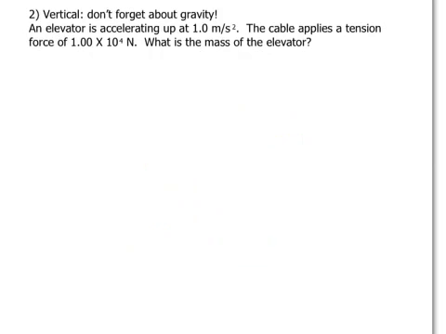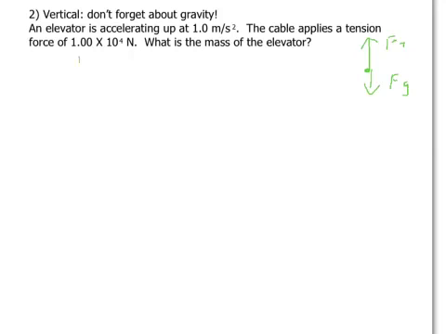In a vertical example question, we have to include gravity as well. So an elevator is accelerating up at 1 meter per second squared. The cable applies a tension force of 1,000 newtons, and we're asked to find the mass of the elevator. So here's our free body diagram. The cable applies a tension force up, Ft, and acting downwards is our force of gravity, Fg.